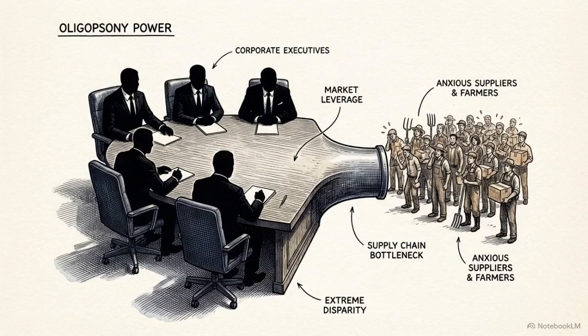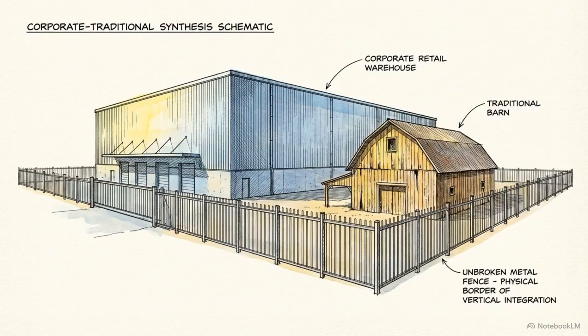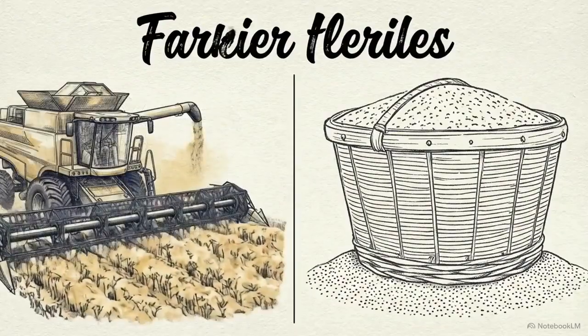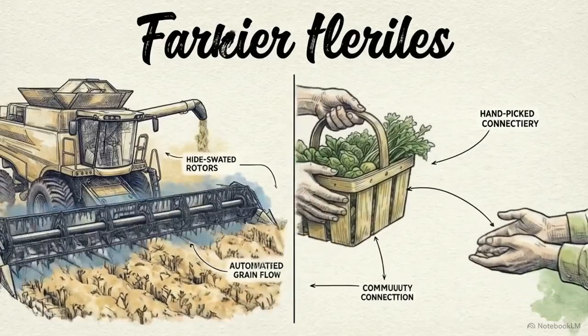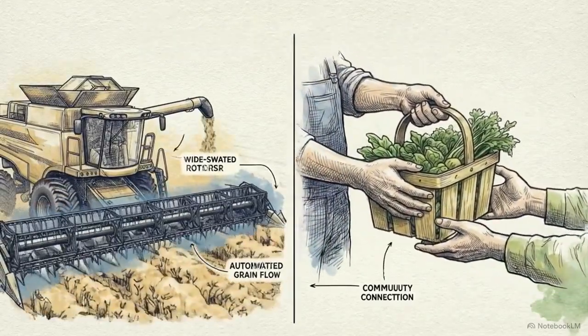These mega retailers wield immense oligopsony power, a market condition where a small number of massive buyers dictate terms to a large number of sellers. They use this leverage to abandon open spot markets, forcing suppliers into rigid contracts, or simply acquiring them through vertical integration. In an era dominated by consolidated mega retailers, independent producers face a binary choice. They must achieve massive industrial scale to survive the tightening margins, or abandon the conventional chain entirely to sell their products directly to the consumer.